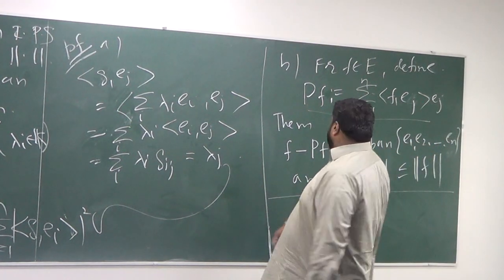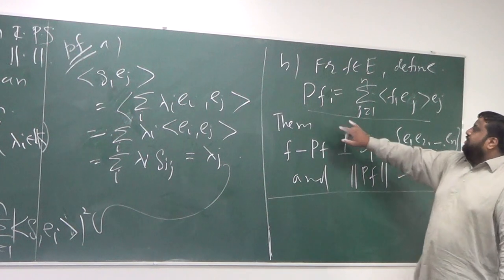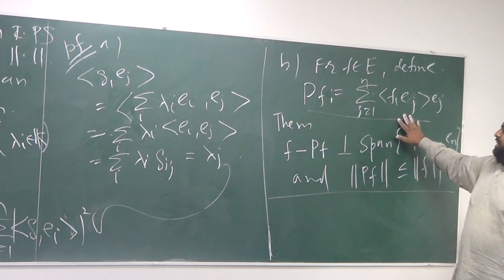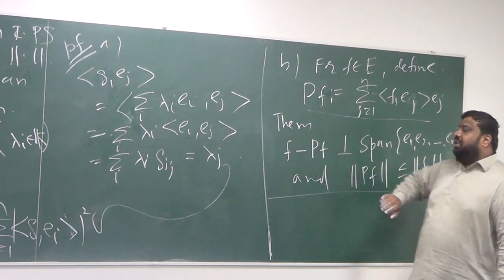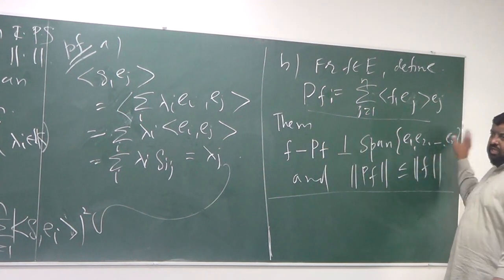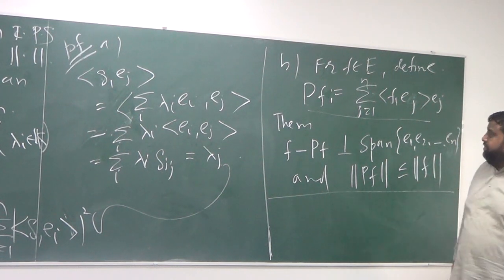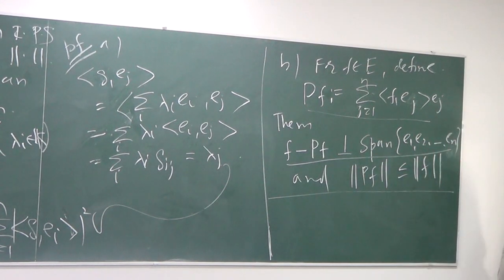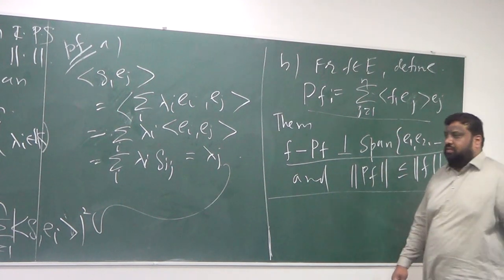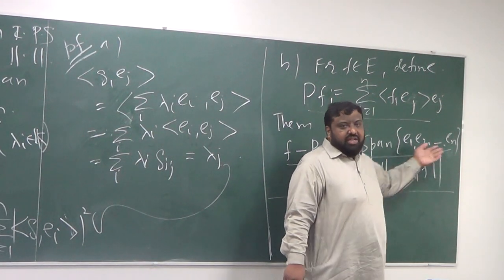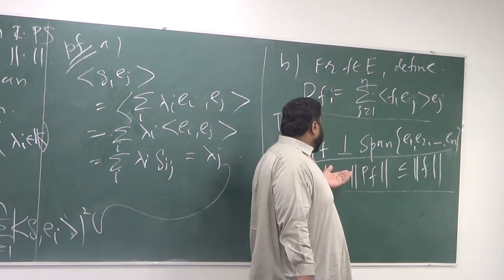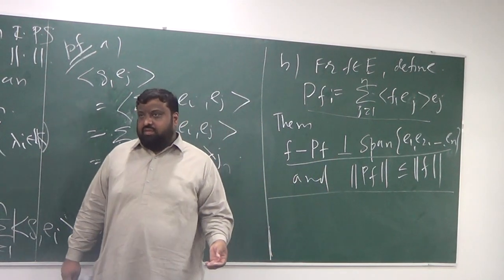So what should we do? It's pretty much simple. I have Pf, which is this abstract Fourier series. I have to show that if from f you subtract, remove this abstract Fourier series, the remaining thing is going to be orthogonal to this orthonormal system. So what should I do in order to show this? Exactly. I have to take an element from the span, in other words something which is a linear combination of these guys, and then show that it's orthogonal to Pf minus f.